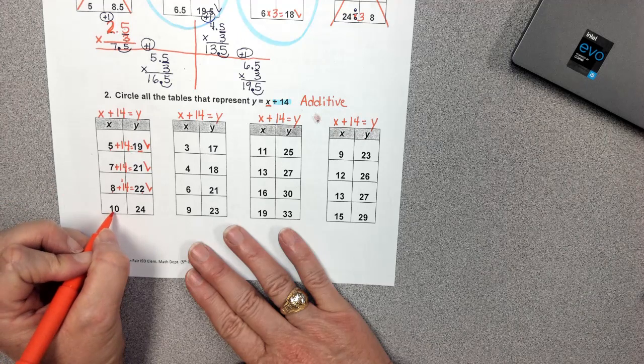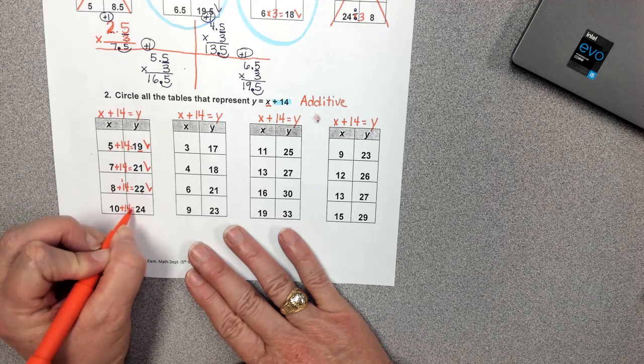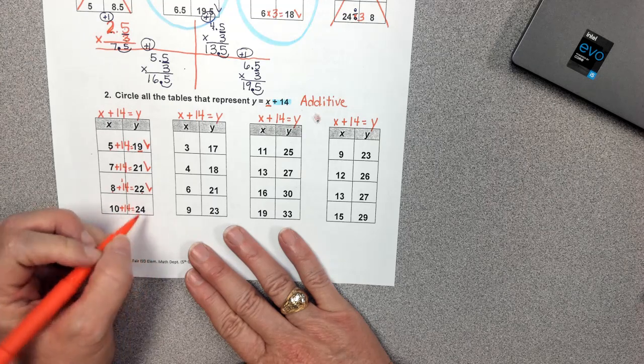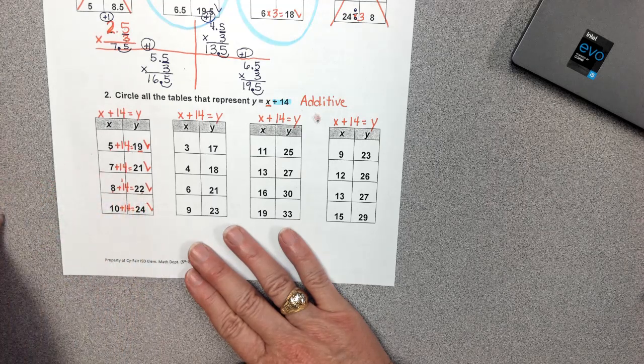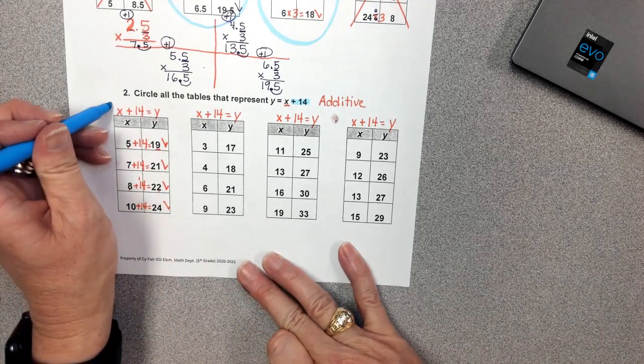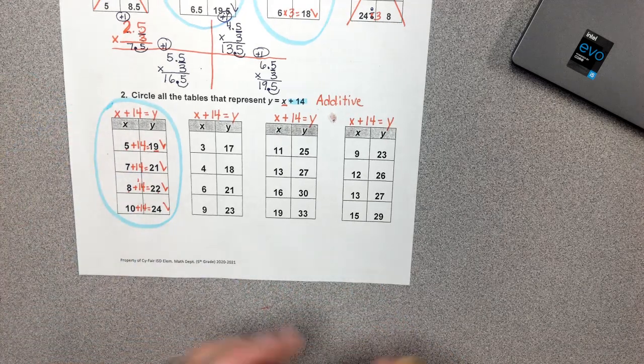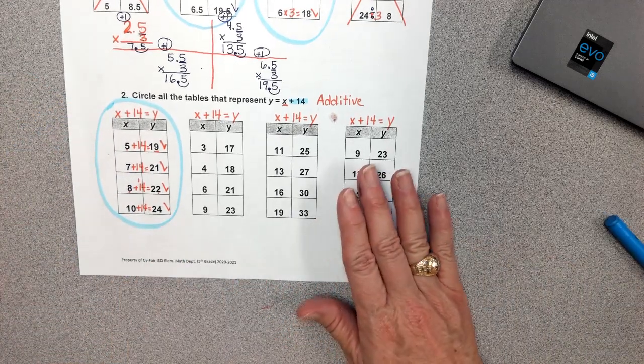And then finally, if I'm at the number 10 and I add 14 to that, I will indeed get the number 24. So this piece of information does follow the rule, so I'm going to go ahead and circle it now. Let's look at the next piece of information.